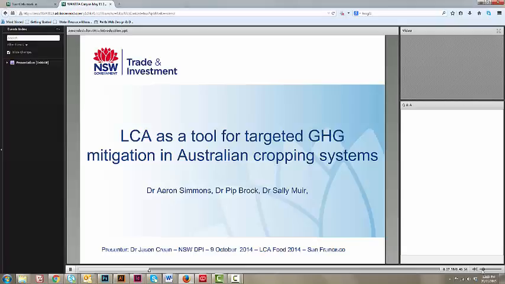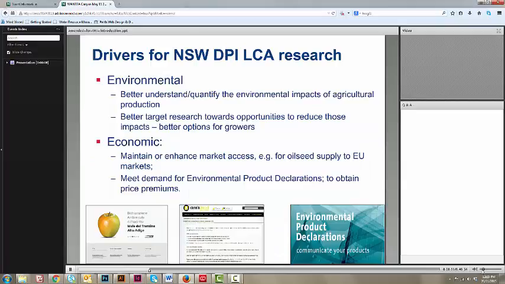I'll start talking to the slides now. So just some of the reasons that New South Wales DPI is doing this work. I guess from an environmental perspective, it offers us an opportunity to actually model systems and then model alternative systems to see how that may change the environmental impact.